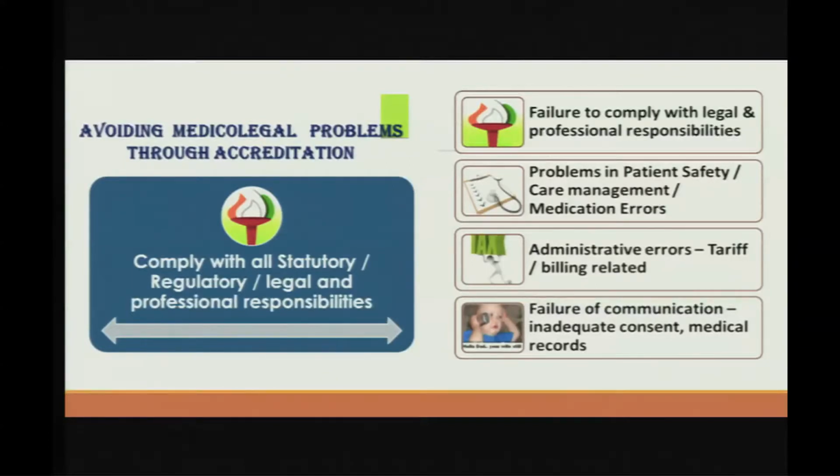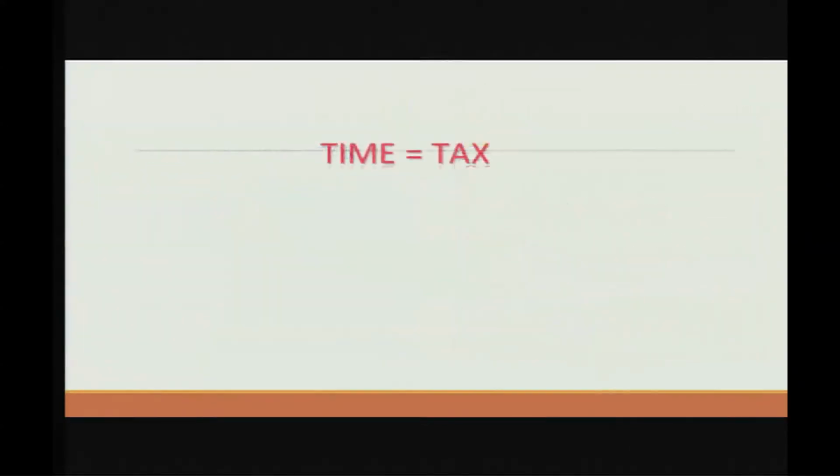So most often the problems are related to administrative errors like tariff or billing, and then failure to comply with legal requirements. These two are important aspects of running a safe hospital. Comply, possibly, with all the regulatory requirements, and it's very important now. If you are earning money, you also pay tax and earn peace of mind.